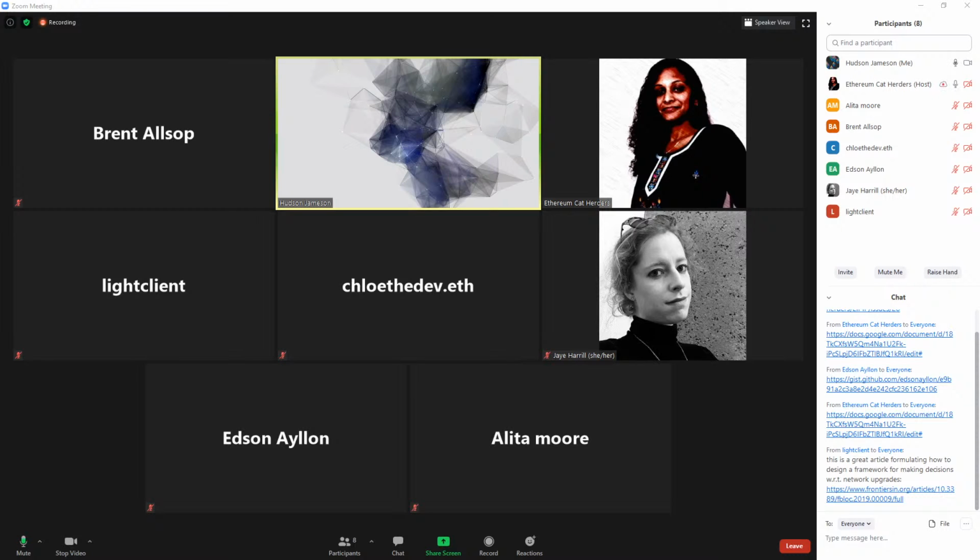This one is on working groups, exploring the idea of working groups, and there is a link if you click on it to a chart and a comment from Light Client. So yeah, Light Client, if you want to just do a summary of that real quick.